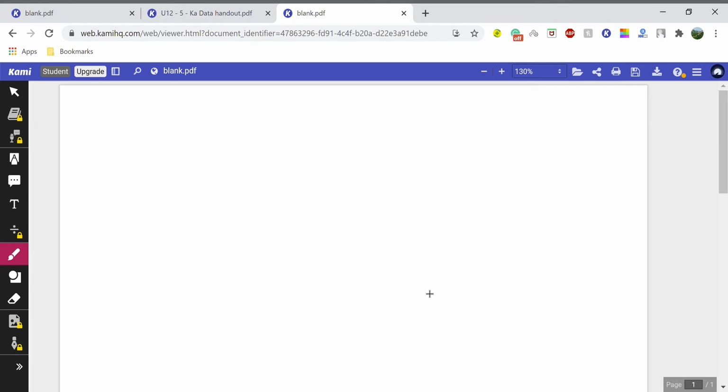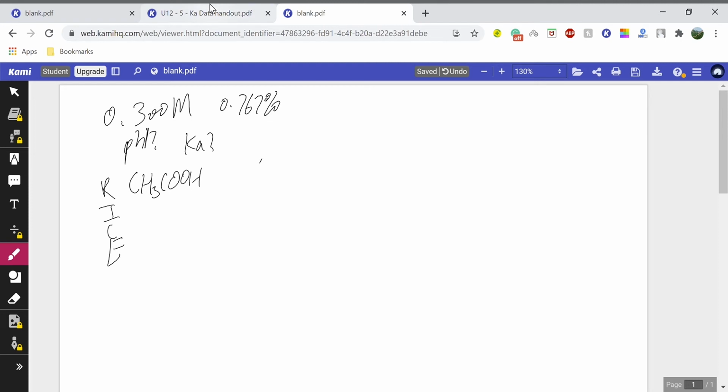Now for our next example, we're given a 0.300 molar solution of acetic acid that ionizes 0.767% at 25 degrees. What is the pH and what is Ka? Acetic acid is CH3COOH, plus H2O, forms an equilibrium with H3O plus and CH3COO minus.